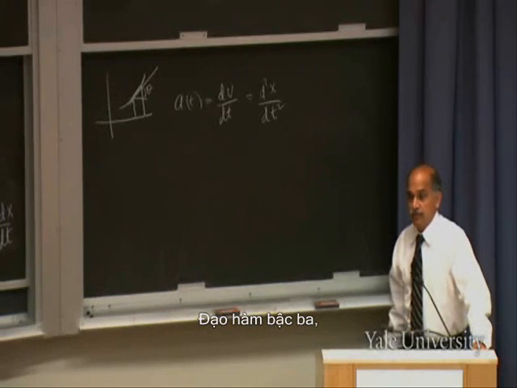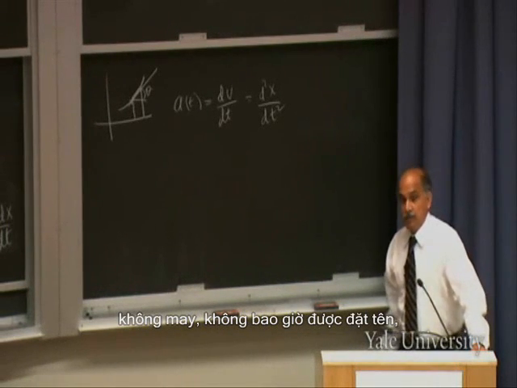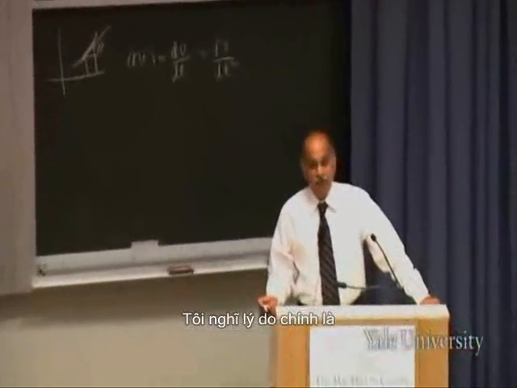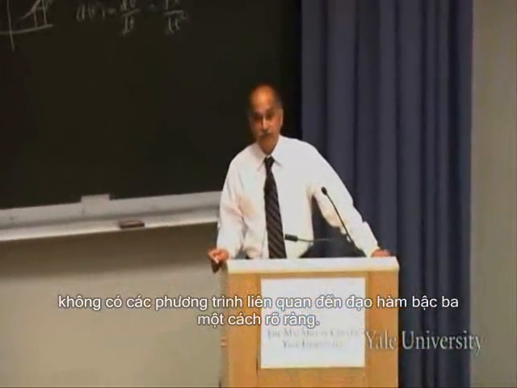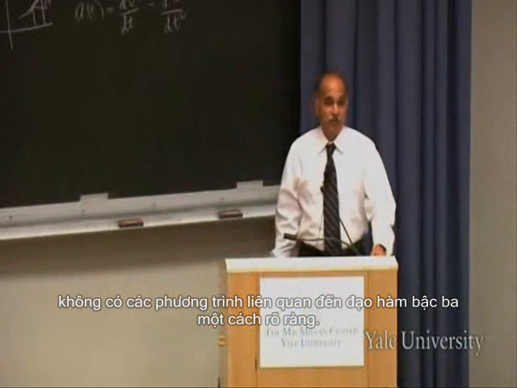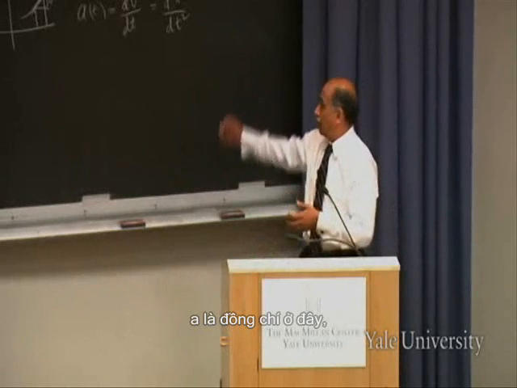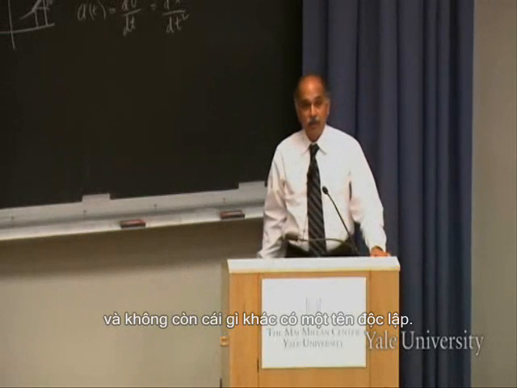The third derivative, unfortunately, was never given a name. And I don't know why. I think the main reason is that there are no equations that involve the third derivative explicitly. F equals ma, the a is this fellow here, and nothing else is given an independent name.